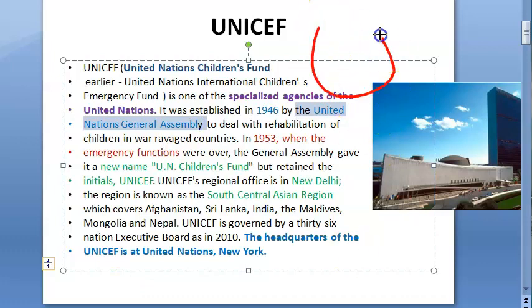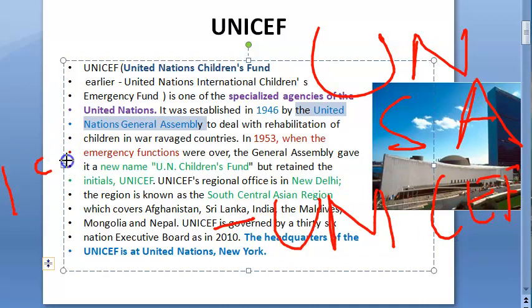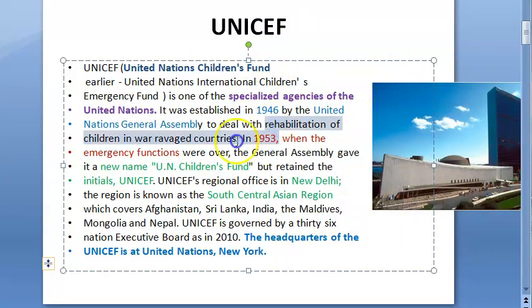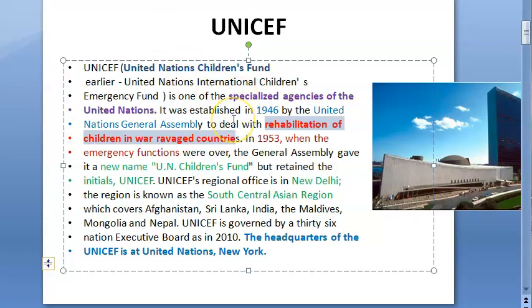Are you paying attention, guys? United Nations specialized agencies, so many are there. One of them is UNICEF. When did this come? In 1946. They established this to rehabilitate the children in war ravaged countries. How sad, right? For these children from war ravaged countries, they wanted to rehabilitate them. For that reason this was established, and that is why the word emergency was there.